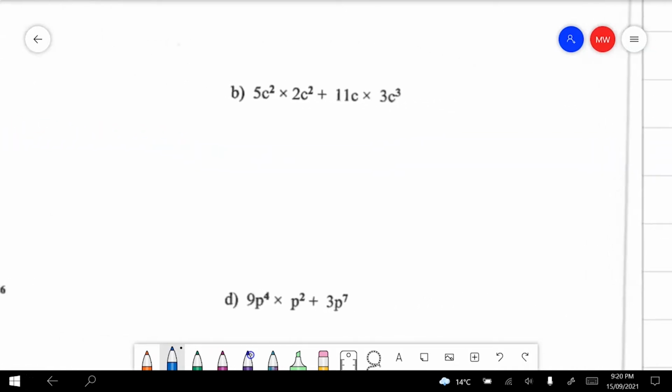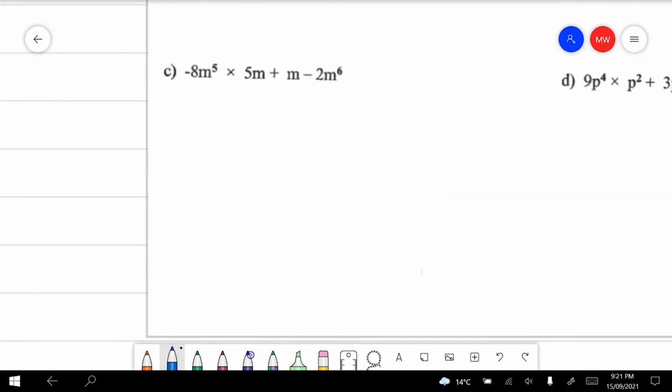In question B, do the multiplication parts first. We've got 5 times 2, which is 10, and then we've got c to the 2 plus 2, which is 4. And then the second part of it, we've got 11 times 3, which is 33. And then we've got c to the 1, so 1 plus 3 is 4. Now, these are like terms. We've got 10 groups of c to the 4 and 33 groups of c to the 4. So we can simplify this one. So this will be 43 groups of c to the 4. And that's my final answer.